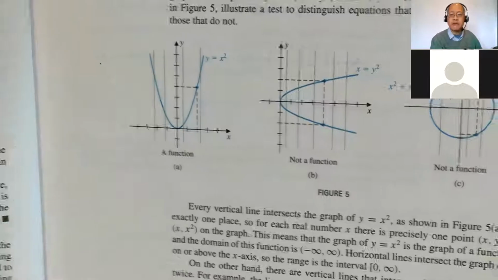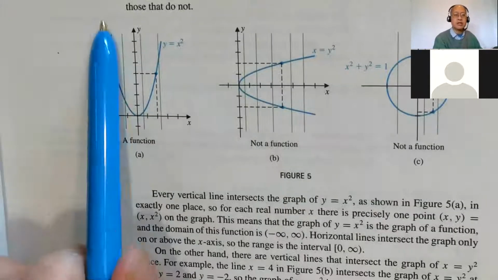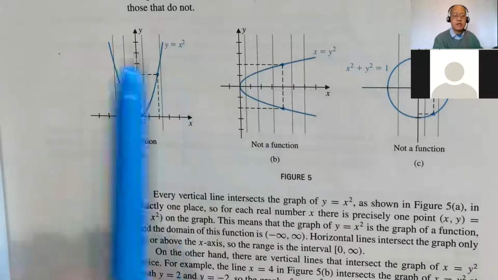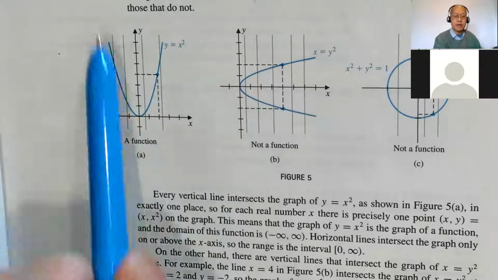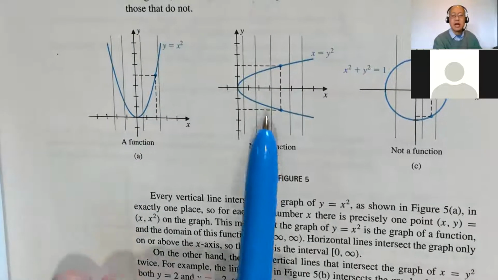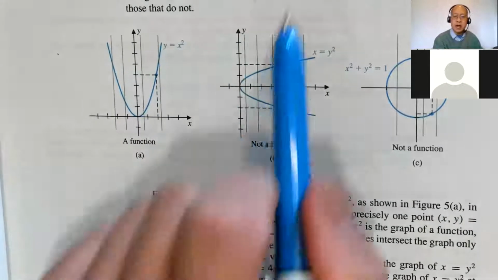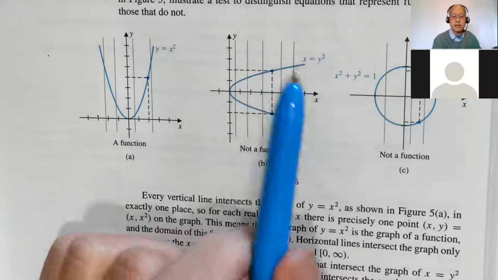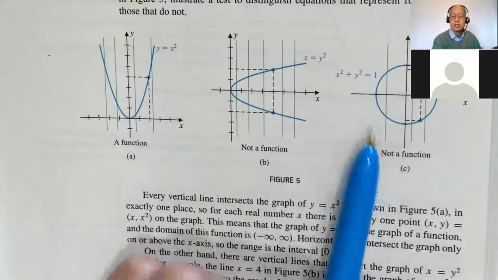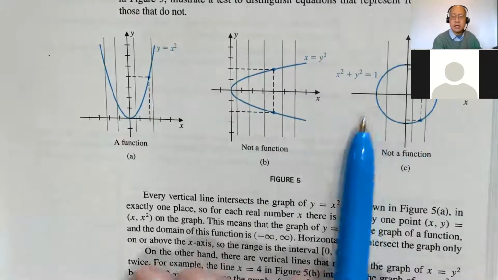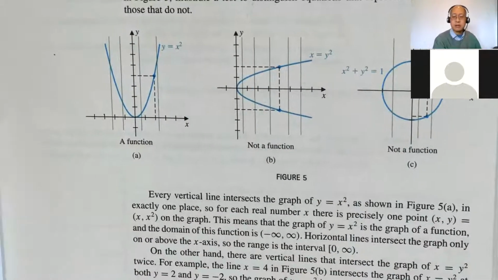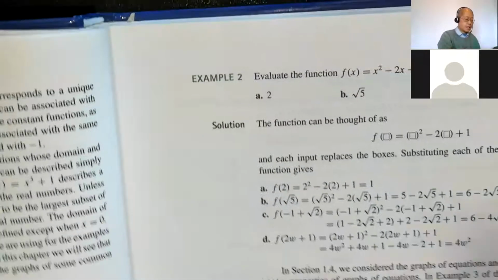Okay. Graphically, on page 39, you might recall the vertical line test for functions, right? So y equals x squared is a function. It passes the vertical line test. x equals y squared is not a function, it does not pass the vertical line test. A circle is not a function, it does not pass the vertical line test. Right? So remember the vertical line test.